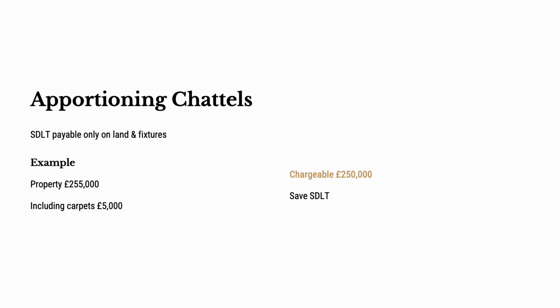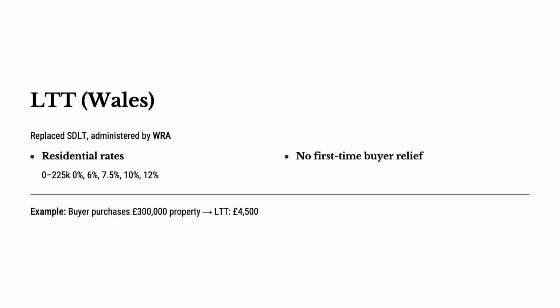Because SDLT starts at 0% up to 250,000. If you pay 255,000 for all the property, you are paying 5% SDLT on 5,000. But if you apportion 5,000 to chattels, 0%. You are not paying anything. You got a smart lawyer. So the next thing is SDLT in Wales. That's what we need to understand.